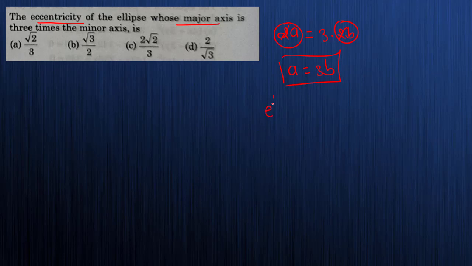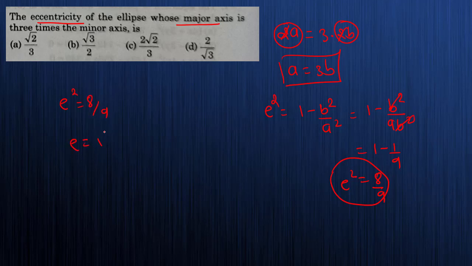But they are asking for the eccentricity. So e square is equal to what? It is 1 minus a square by b square, or b square by a square. It is b square by a square you will be having. So it is 1 minus b square divided by a square, which is 9 b square. The b square cancels, so it gives 1 minus 1 by 9, which is 8 by 9. This is my e square. If e square is 8 by 9, then e is root 8 by 3, which is nothing but 2 root 2 by 3. Which option is correct? Option number C, 2 root 2 by 3.